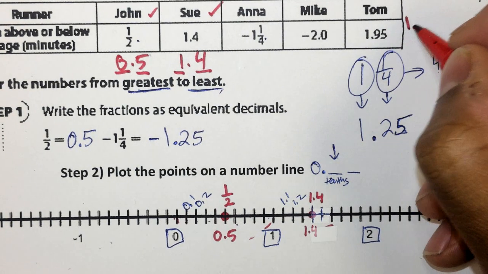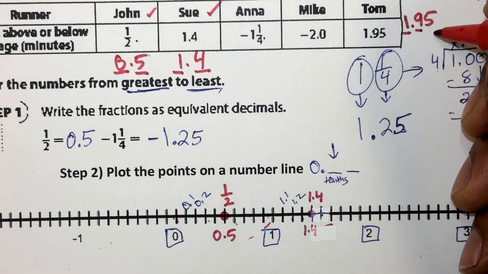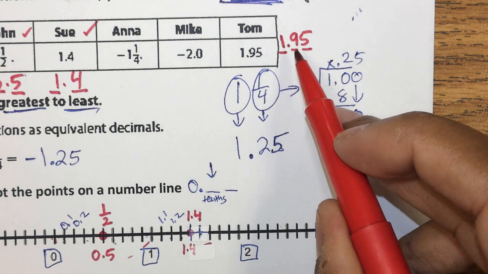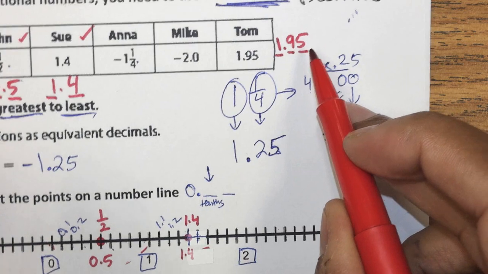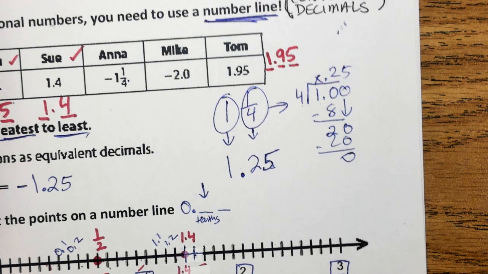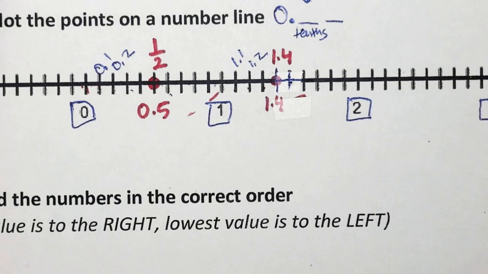Tom's is 1 and 95/100. 1 whole, 9/10, 5/100. Now, what does that mean? All that means is that we had to do it a little bit more detailed. I'm going to show you exactly how that looks on our number line. Anytime we get hundredths, don't think it's impossible. It's nothing scary. We're able to try it out.